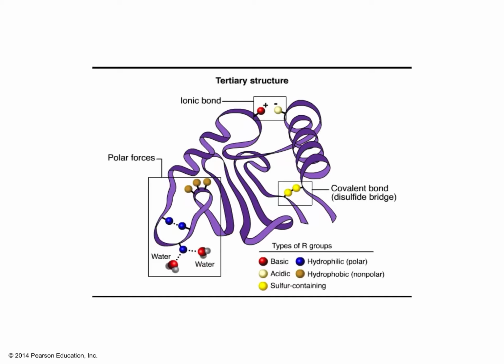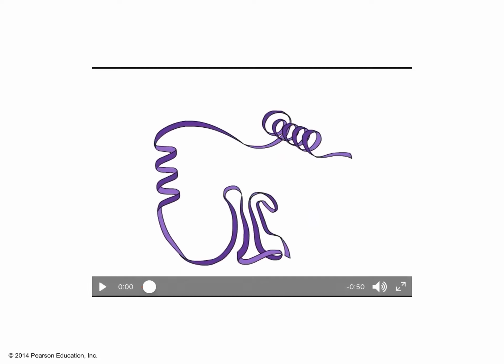Quaternary structure results when two or more polypeptide chains join together to form one large macromolecule. Collagen in our skin is a good example of a fibrous protein that consists of three different polypeptides that are sort of coiled up together almost like a rope. Hemoglobin is a globular protein that consists of four polypeptides, what are called two alpha chains and two beta chains. Let's take a look at that. Oops, sorry.